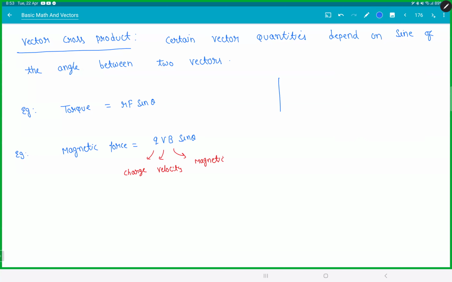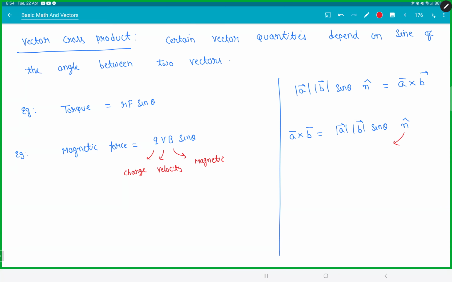So then people said, okay, let's call all these things mod A bar, mod B bar, sine theta into n cap is equal to A cross B. This is how you pronounce it. Don't say A into B. It is A cross B. That is the pronunciation. So basically the vector A cross B is given by mod A, mod B, sine theta into n cap. We need to talk about this n cap. This n cap is a pseudo vector. Remember what is a pseudo vector?